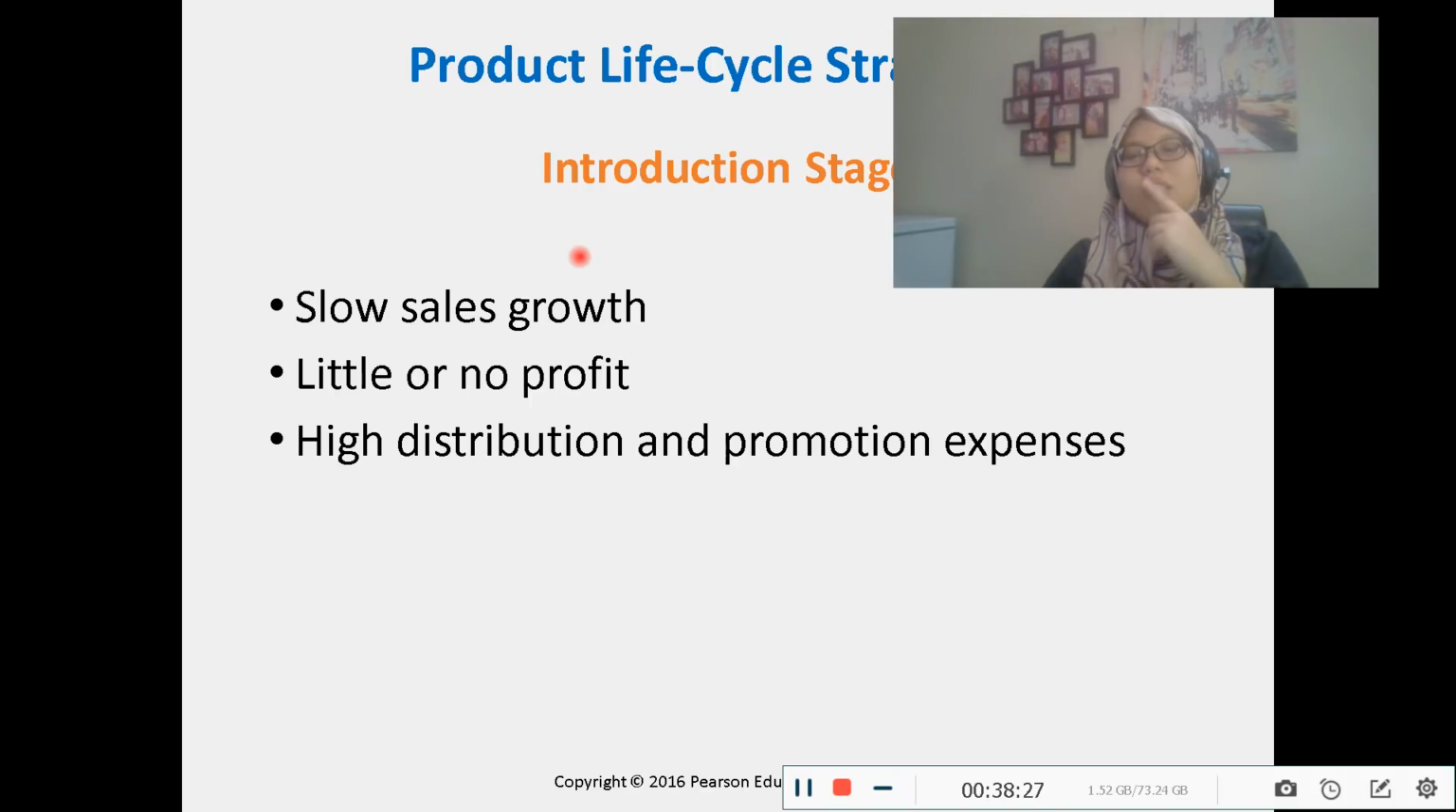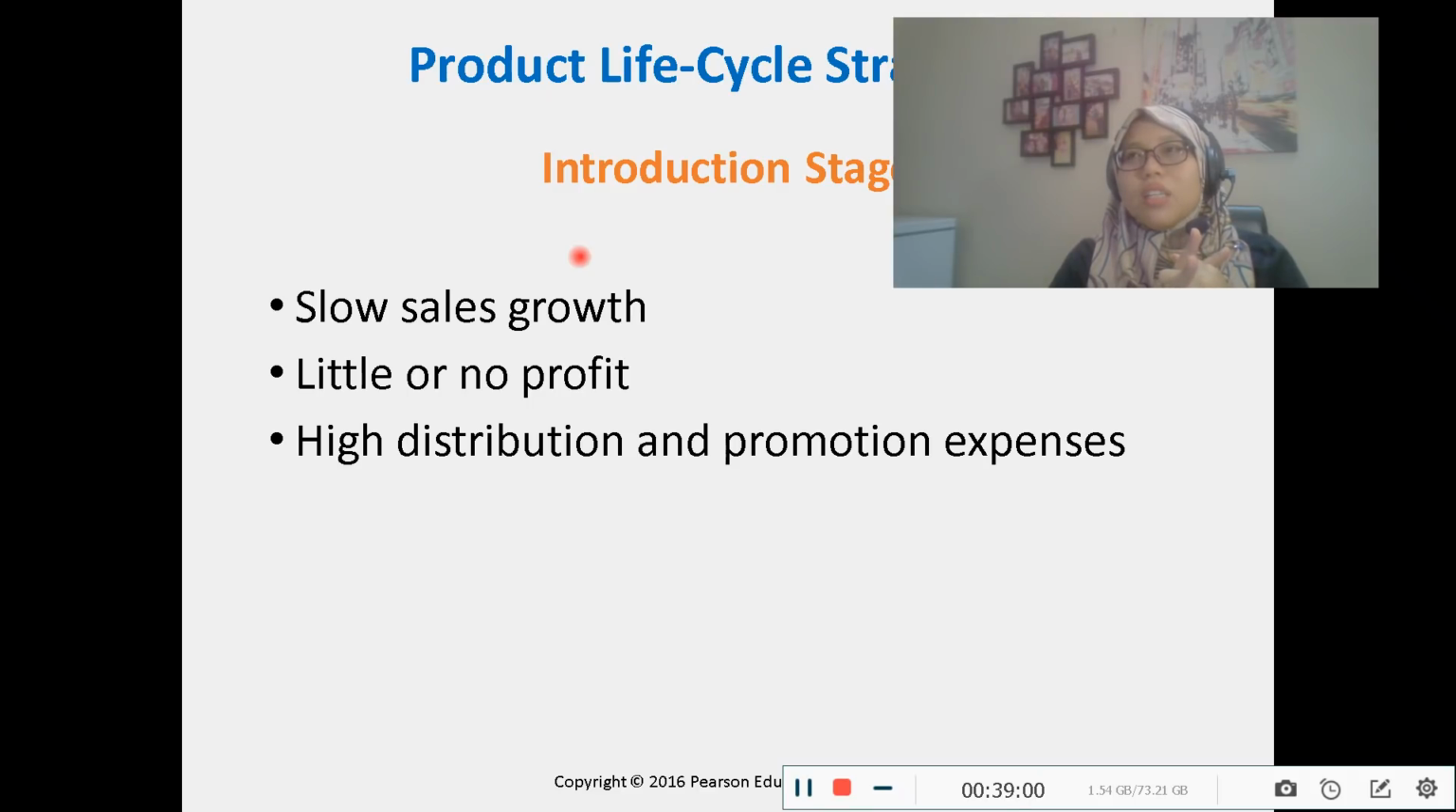Ini marketing strategy yang awak kena buat. You have to do a lot of promotion. You have to do a lot of marketing efforts. Because when the product is at the introduction phase, when no one knows about the product, you have to do promotion. Dan apa yang company akan buat? Dia akan buat press conference. Saya pernah bagi tahu sebelum ni, okay?